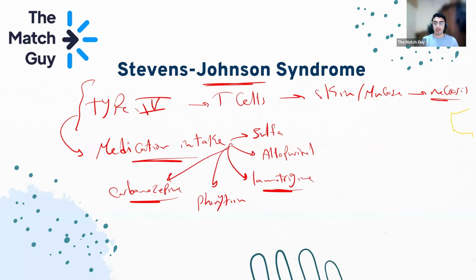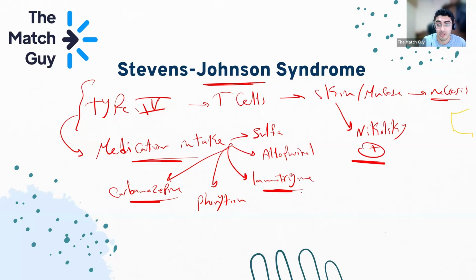Okay, so whenever they give you a presentation of a patient who just had phenytoin and after a couple of days presented with sloughing of the skin and mucosal ulceration, and they might also tell you that upon lateral pressure the blisters ruptured, this means that Stevens-Johnson syndrome is Nikolsky positive. Okay, Nikolsky positive.